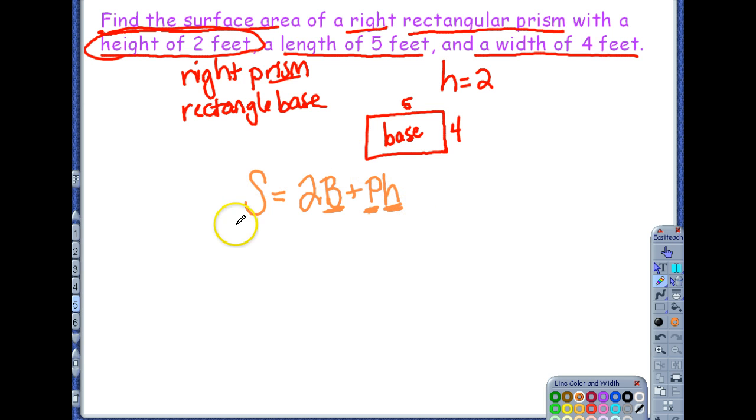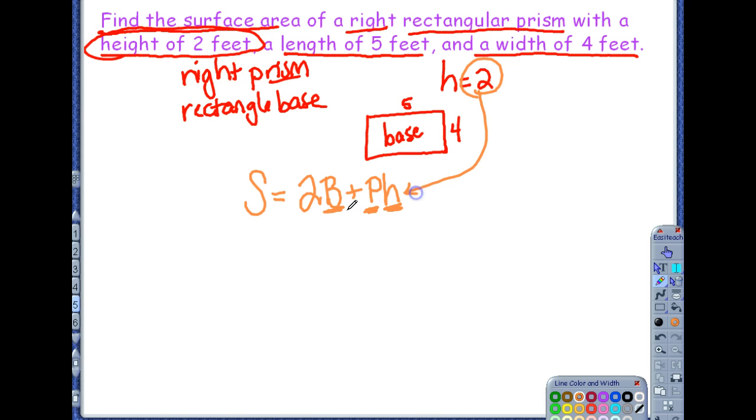And I'll tell you, we'll probably do this for every single question. And I would encourage you to do this for every single question. In fact, on your test and on your quiz, you're going to get a point for knowing the correct formula. So write the formula for every single question. All right. We already know the height.